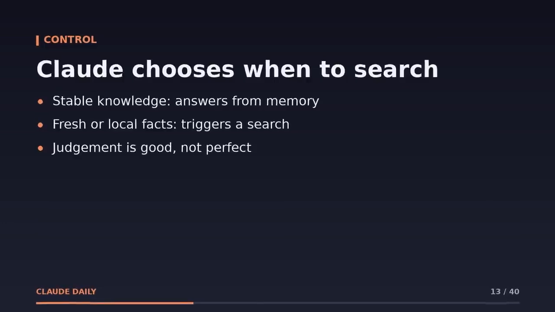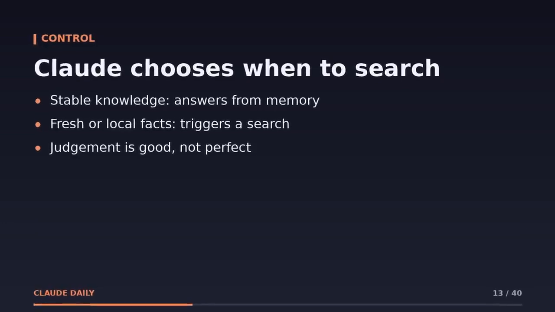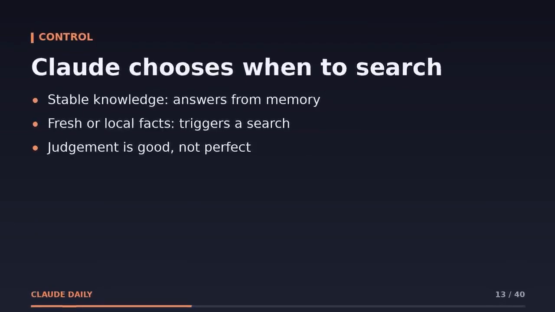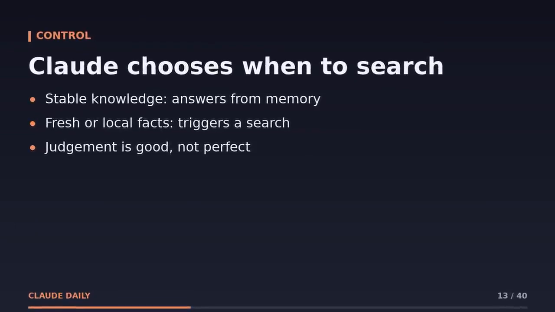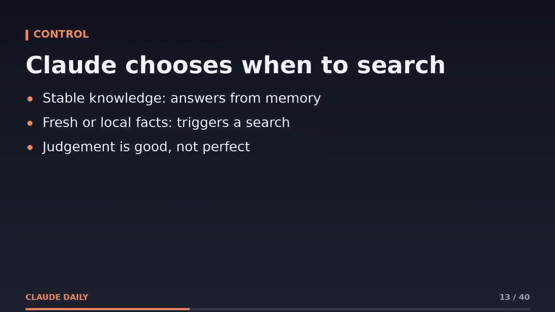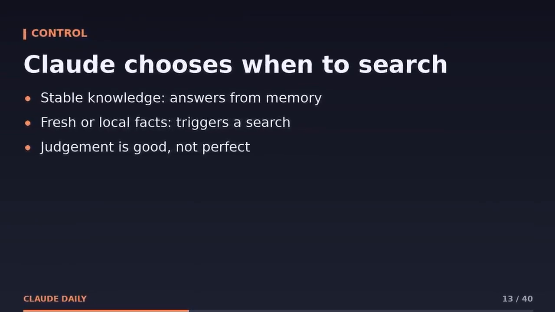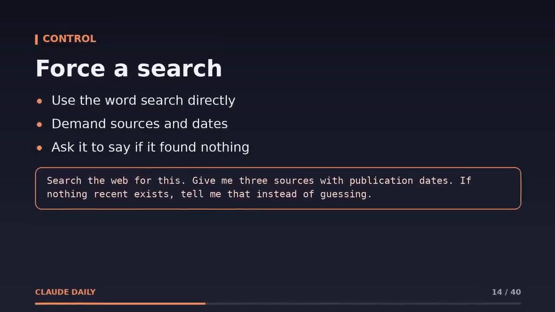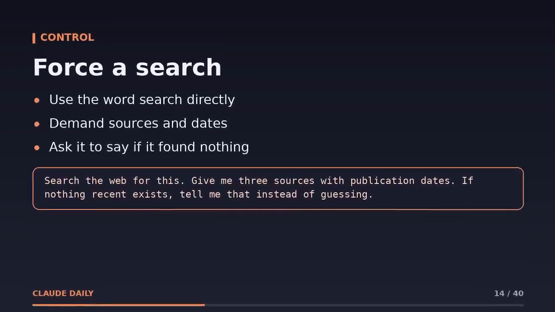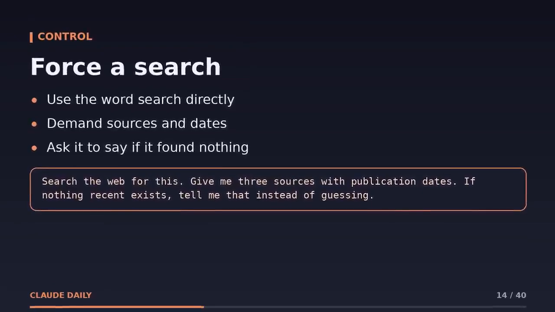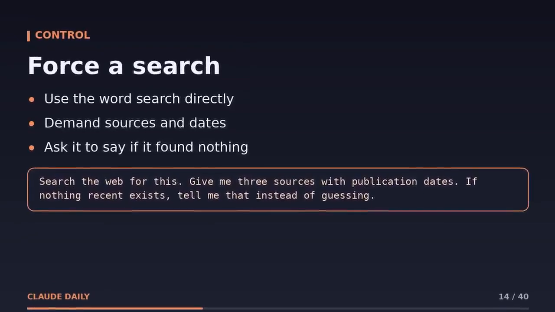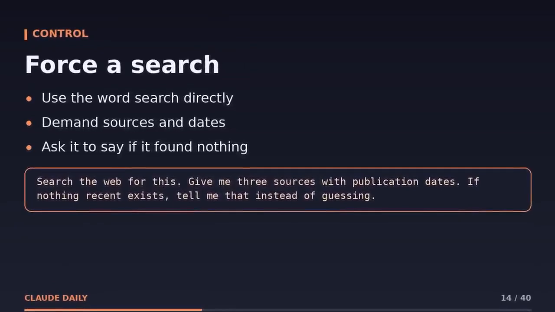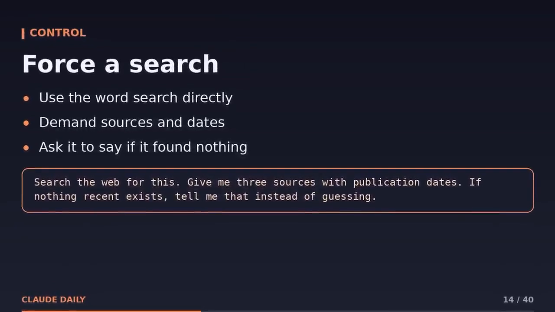By default, Claude decides on its own whether a question needs the web. Ask it to explain photosynthesis, and it will not search. Ask about this morning's market open, and it will. That autonomy is usually right, but not always. When it guesses wrong, override it. To force a search, say the word search explicitly and demand sources. This phrasing has never failed me. Notice I am asking for the publication date too, which is the part most people skip.